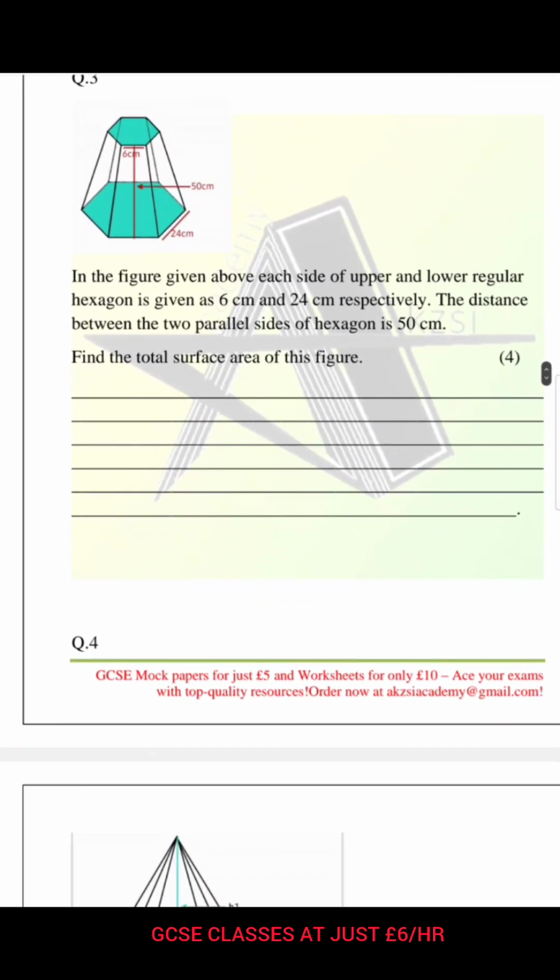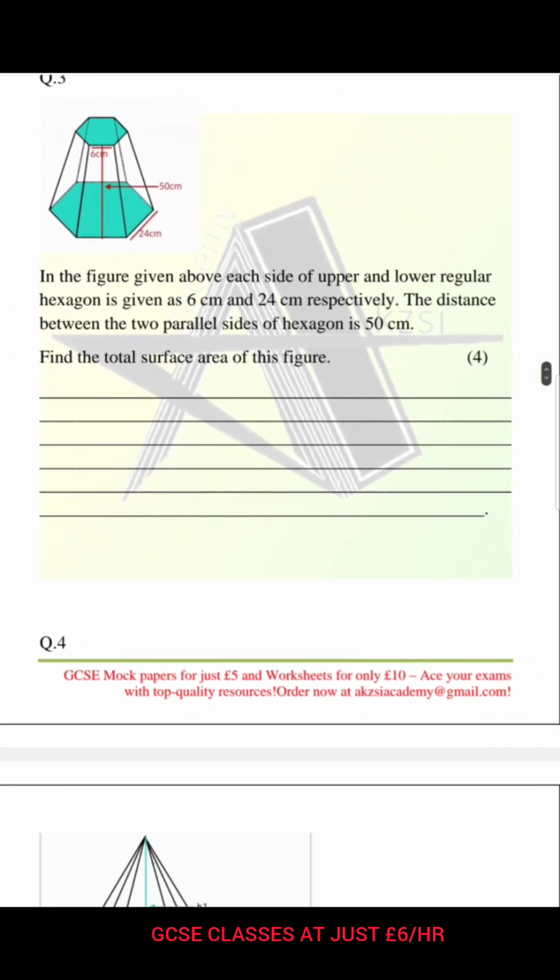Question 3 says, in the figure given above, each side of the upper and the lower regular hexagon is given as 6 centimeters and 24 centimeters respectively. The distance between two parallel sides of the hexagon is 50 centimeters. Find the total surface area of this figure. It's easy. We just have to calculate the area of the top part, bottom part, and the area of the trapeziums.